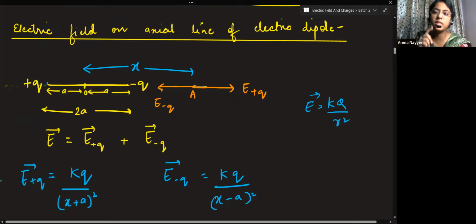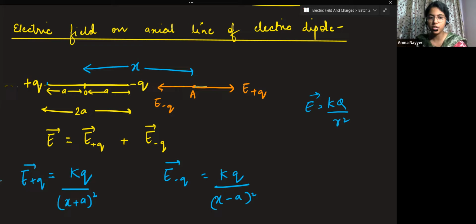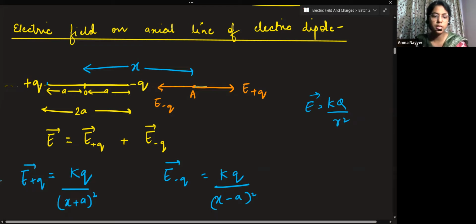This is your first derivation of class 12. Numericals do come from that part also, quantization of charge, Q is equal to NE. But derivation, this is your first derivation.